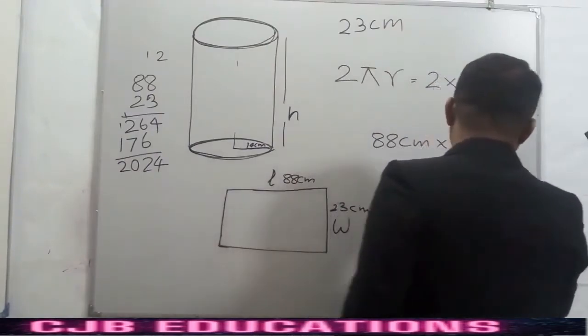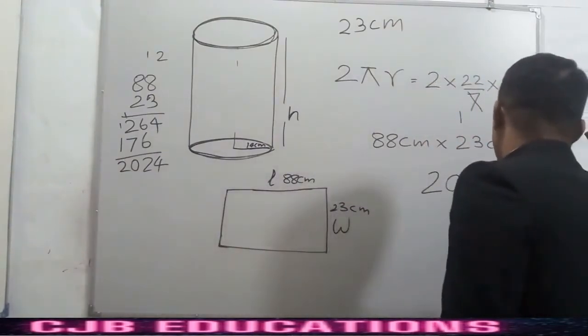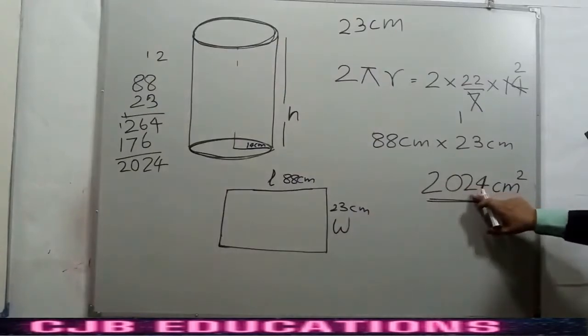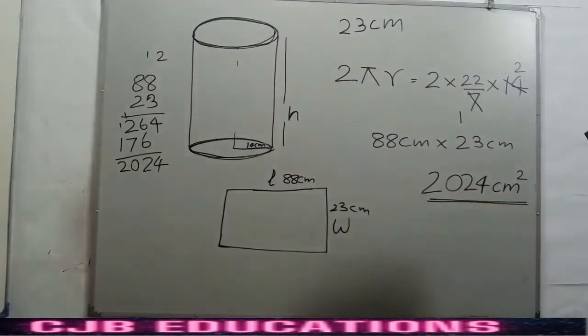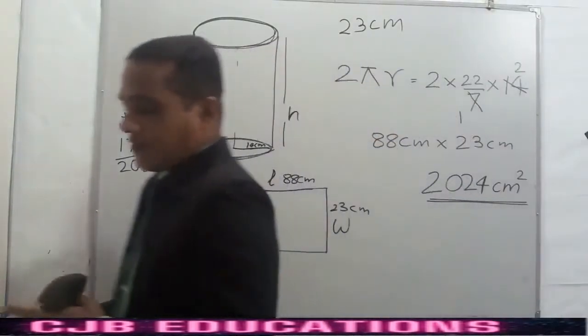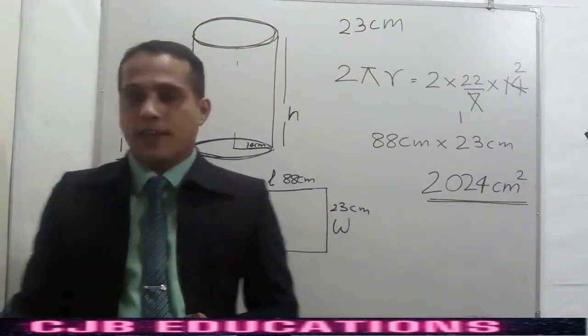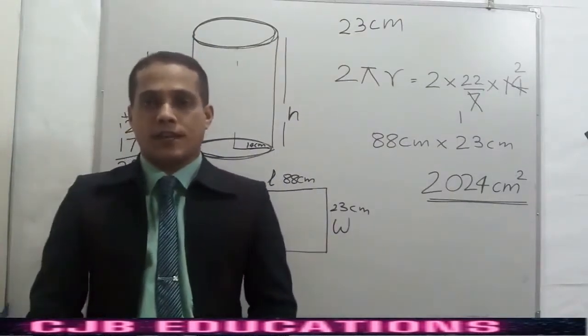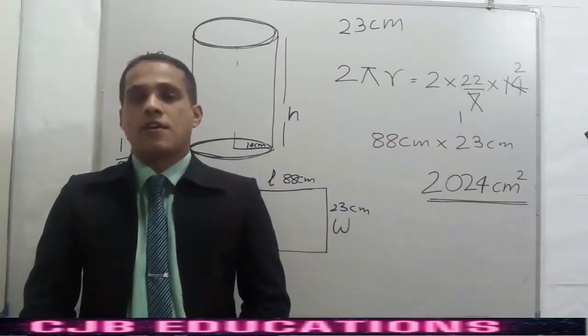2024. What is this? 2024 centimeters square is the curved surface area. Then we can move to the next question. The question number is 4.